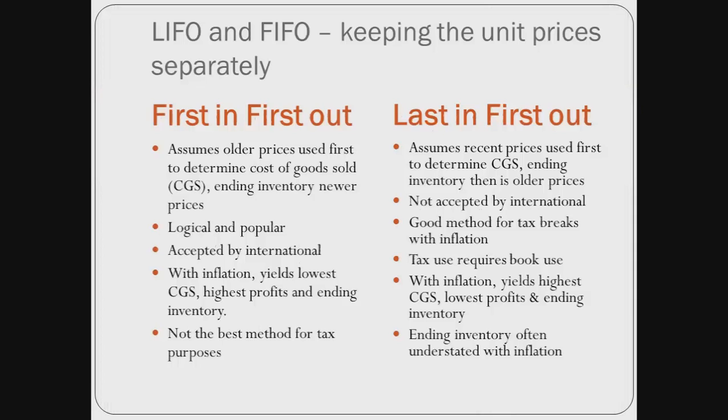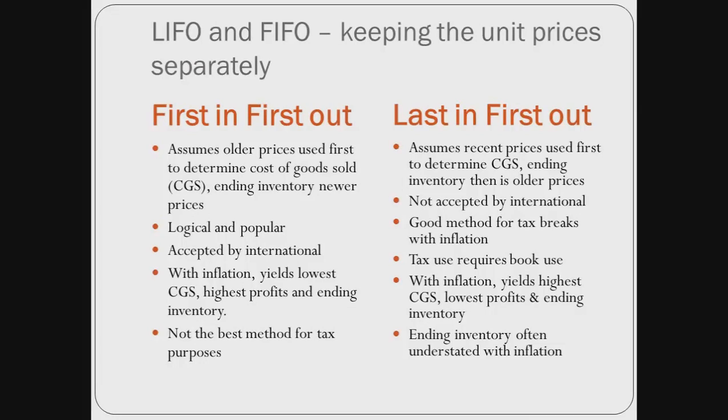So first, let's look at two acceptable methods for the U.S. rules, LIFO and FIFO. When we do these methods, we do actually keep separate unit prices in the calculations. First in, first out assumes that the older prices, the first goods purchased, or those costs, will be used for the first goods out, or those sold. Thus, in inflationary times, the older prices would be the lower prices for cost of goods sold. And ending inventory would then be the last purchase prices, or the newer prices.